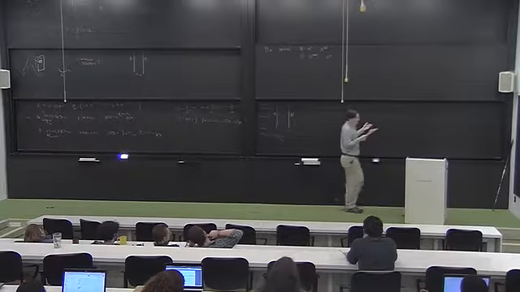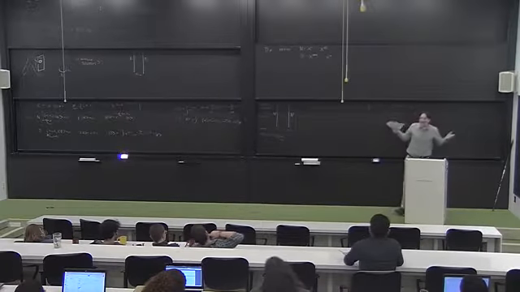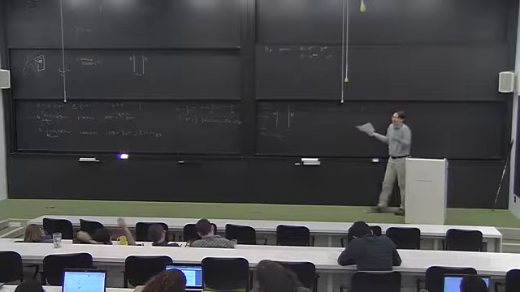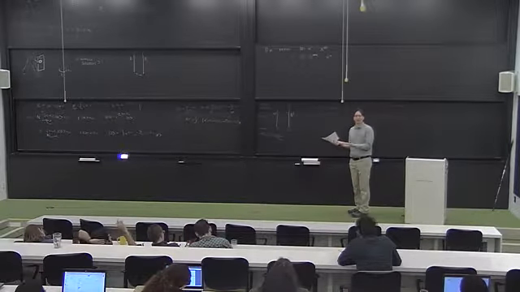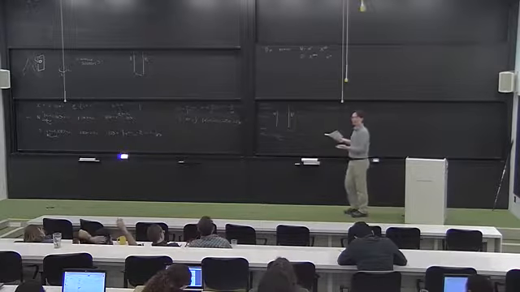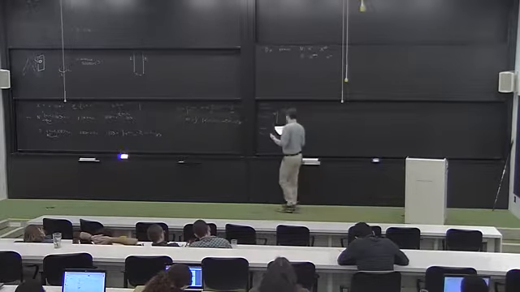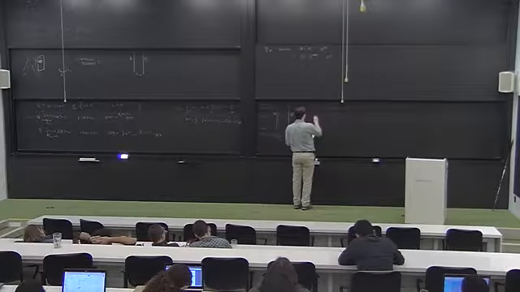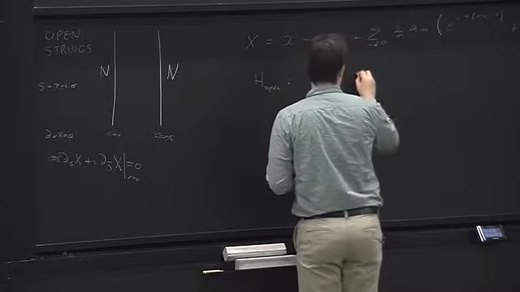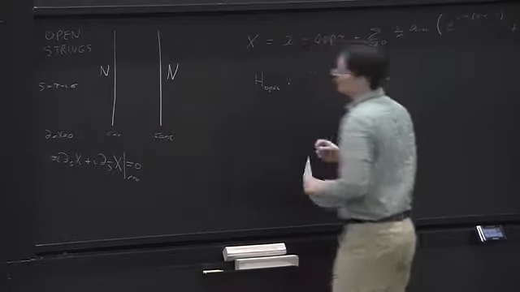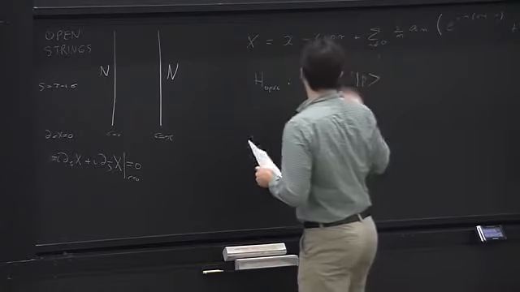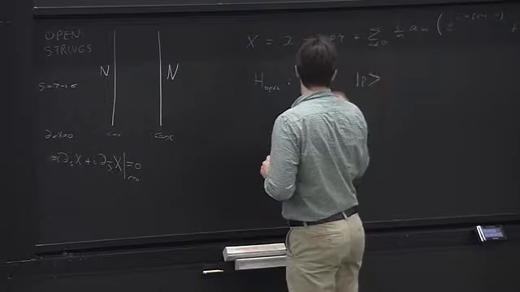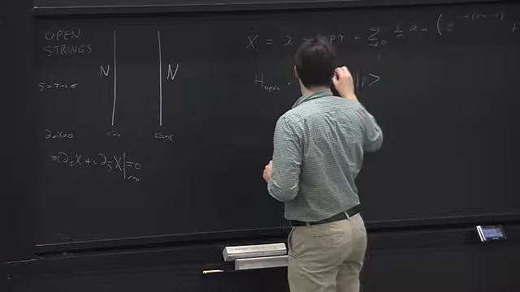And now everything is pretty much identical to what we did for closed strings, actually simpler, because I only have one set of oscillators and not two sets of oscillators. So the Hilbert space of open strings will have a bunch of momentum eigenstates killed by the positive A's, and I will build on them with the negative A's.